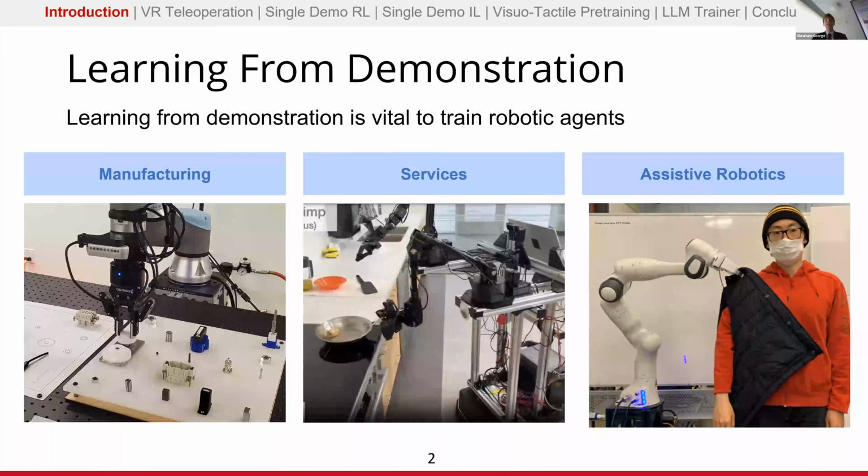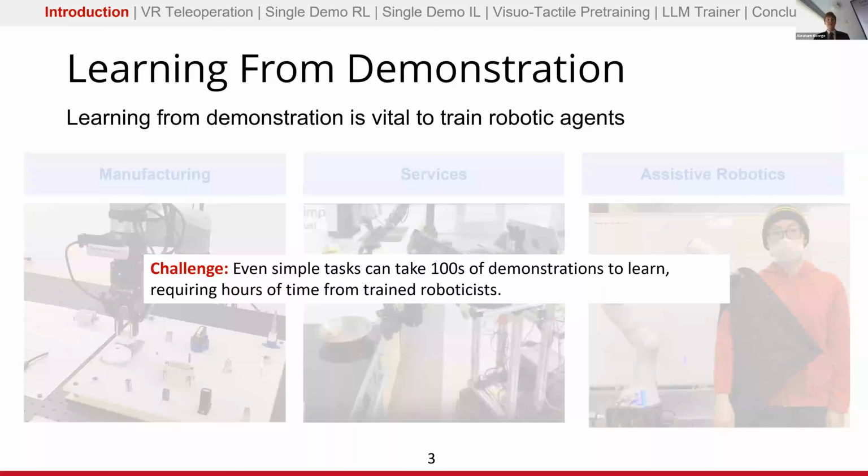So why is this important? Learning from demonstrations is a cornerstone of many robot learning pipelines and can be used to control robots for tasks ranging from manufacturing to tasks in the service sectors to assistive robotics. However, across these fields, whenever we learn from demonstrations, even simple tasks can take hundreds of demonstrations to learn, which requires hours of time from trained roboticists. So if we want to train some kind of generalized multi-skill robot policy, we will need hundreds of hours of expert demonstrations. So we want to try to reduce that.